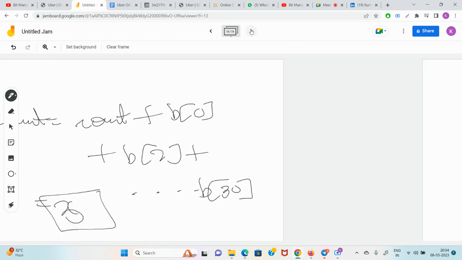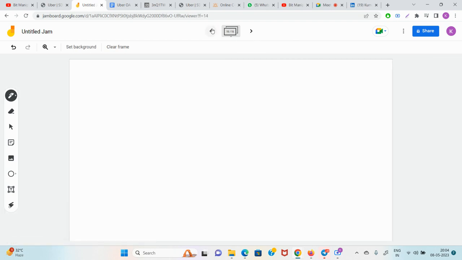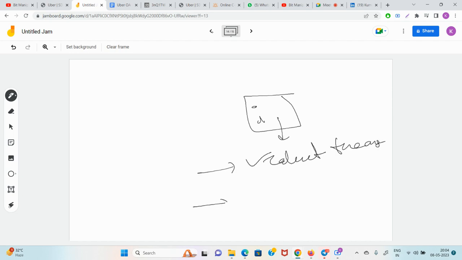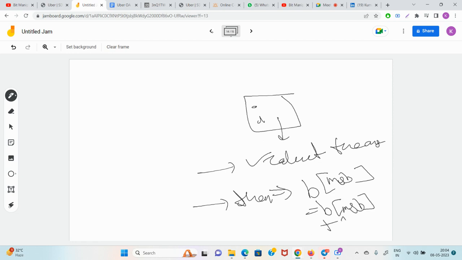Whenever you come at index I while traveling, first calculate the answer. Calculate the answer. Once the answer is calculated, then do B of MSB equal to B of MSB plus 1, because you have to update the B array. Now it will be having details from 1 to I.